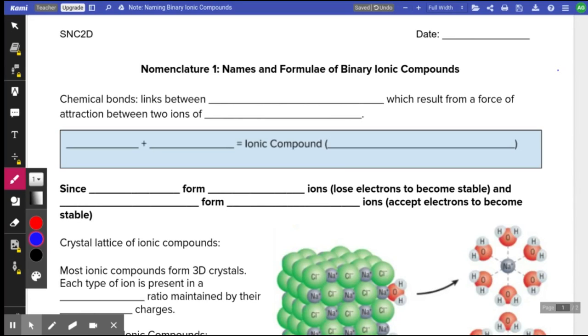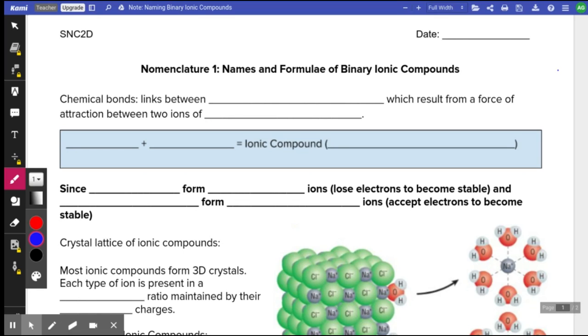Okay, so this is our first lesson on naming compounds, and here we're going to talk about binary ionic compounds. That's just a fancy word that means two different elements. Two elements together is a binary ionic compound. Depending on the type of element, two elements, one that's a metal, one that's a non-metal, that's a binary ionic compound. And there's a system that we use to name binary ionic compounds. You're going to learn the system. That's the idea.